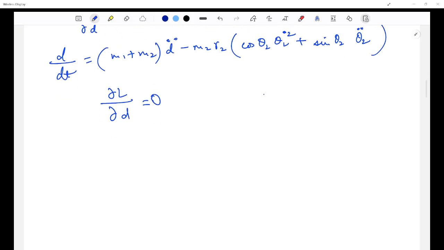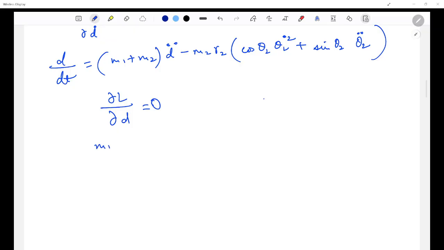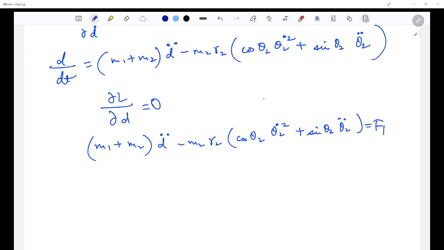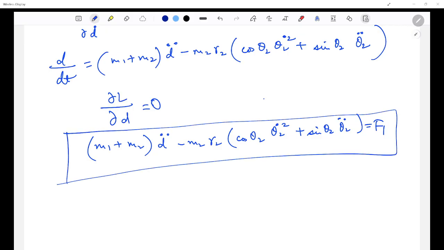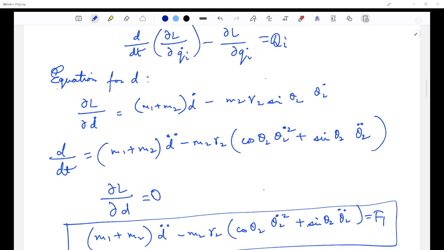Okay, so from here what do we get? We get m1 plus m2 into d double dot minus m2 r2 into cos theta 2 into theta 2 dot square plus sine theta 2 into theta 2 double dot is equal to the generalized force. Right? So this is our very important first equation of motion for the dynamics of the prismatic joint and for this PR system. All right? I hope this is very clear.